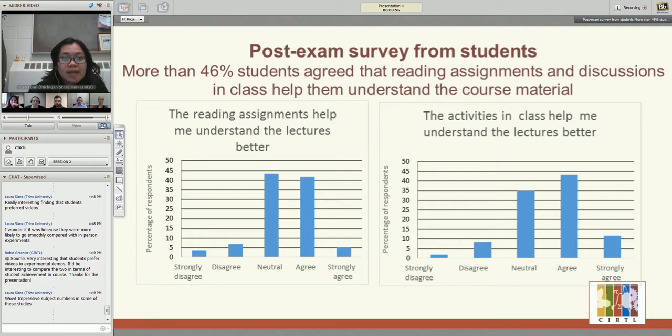So these results show that the combination of reading before class and in-class discussions helps students understand the course material better. Next, please.